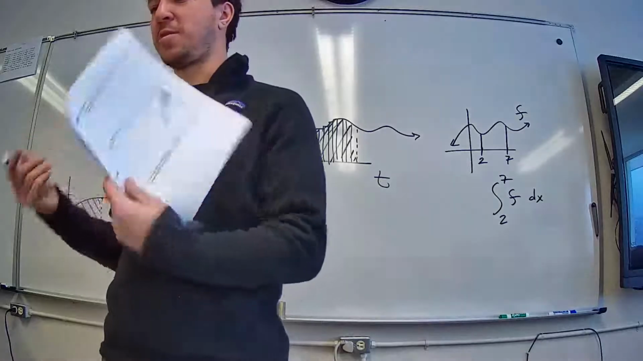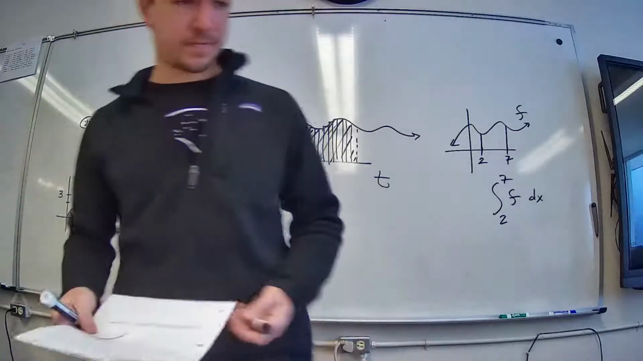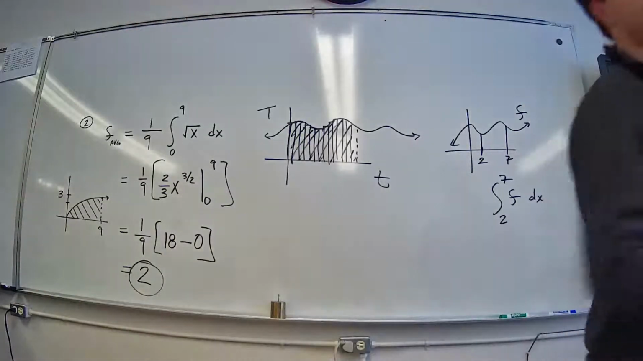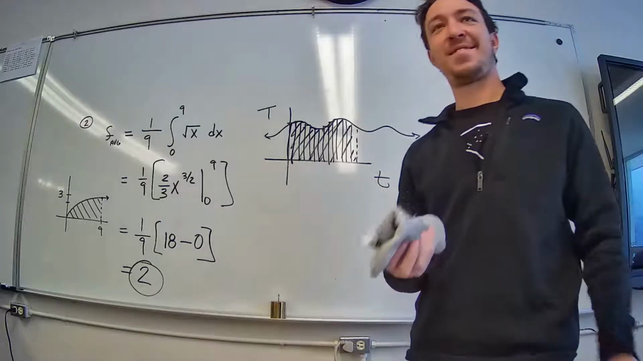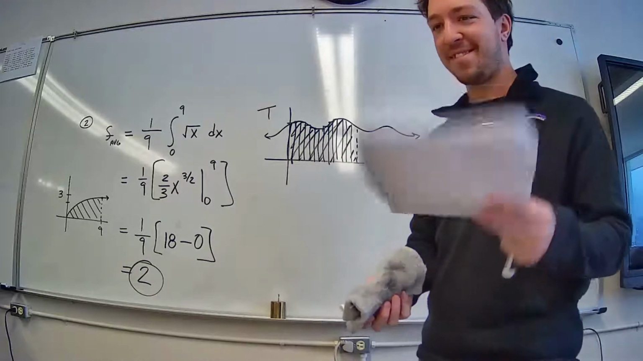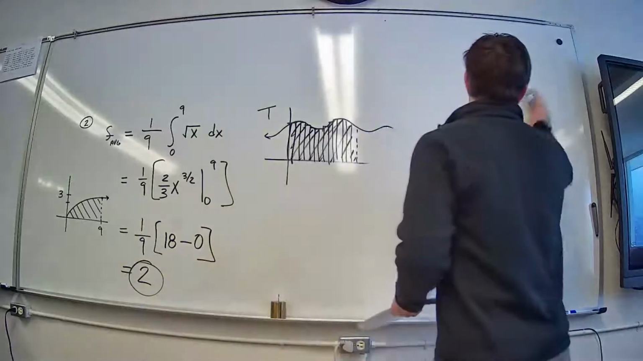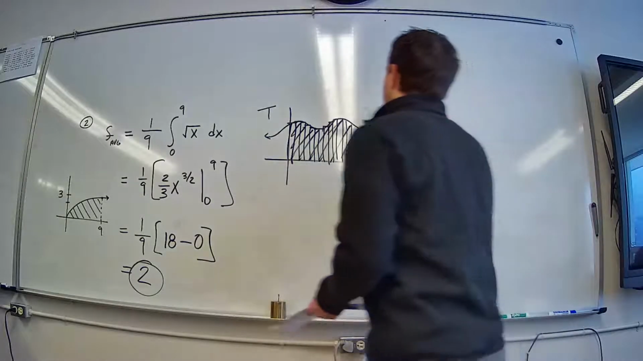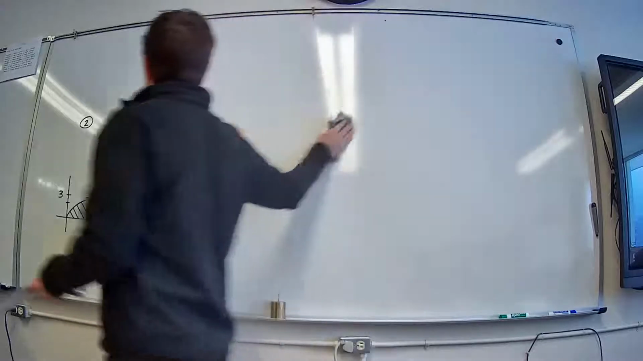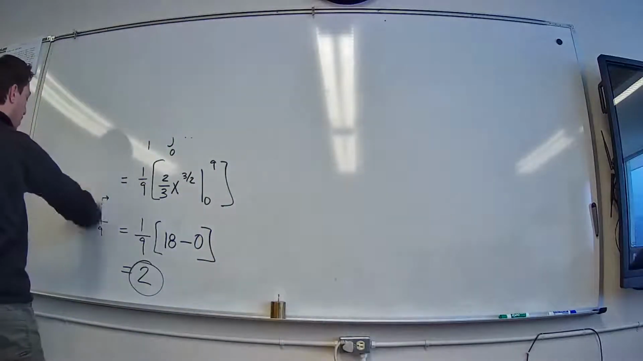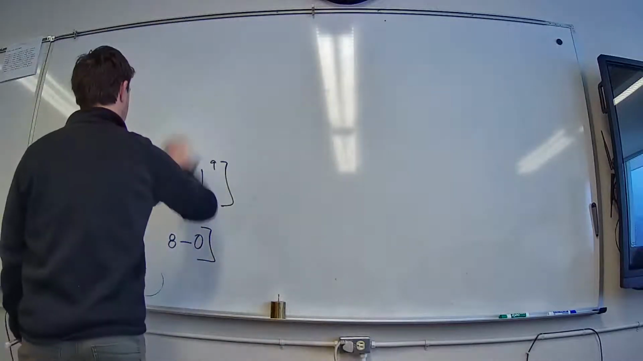Okay, this next part's super easy. Area between curves. What's wrong? Have you guys done these all already? I'm just so scared.